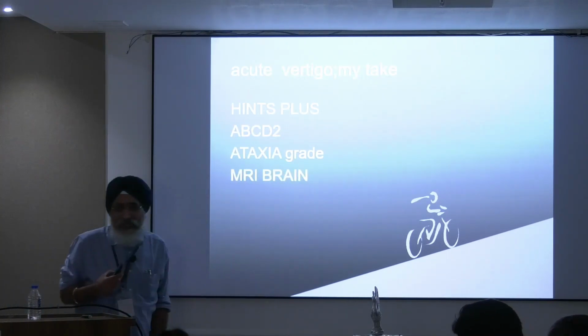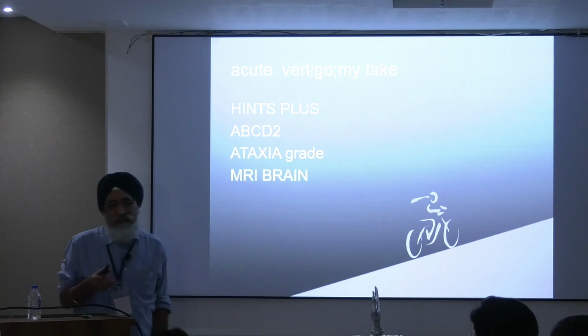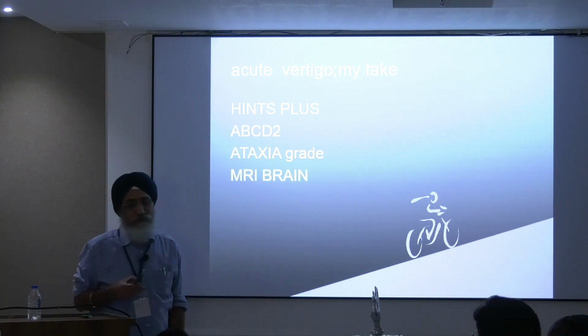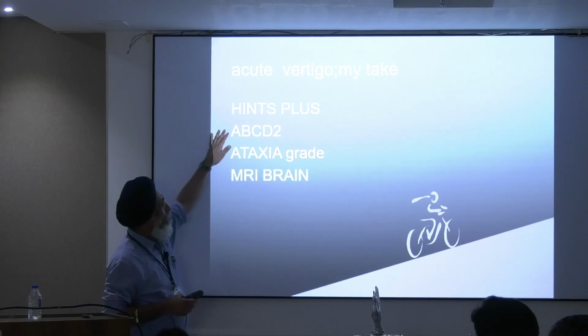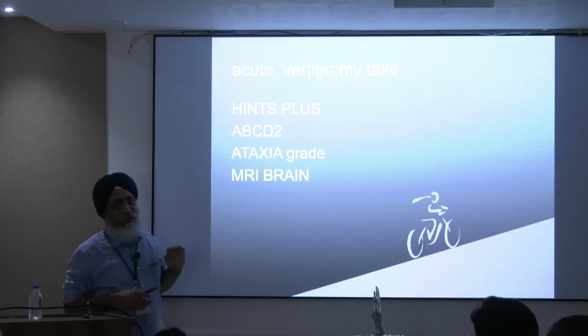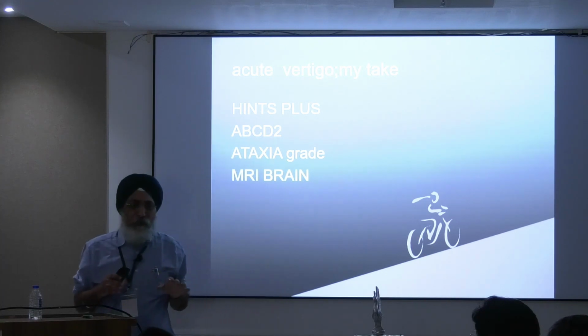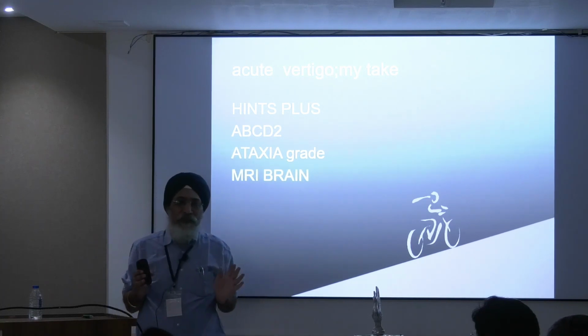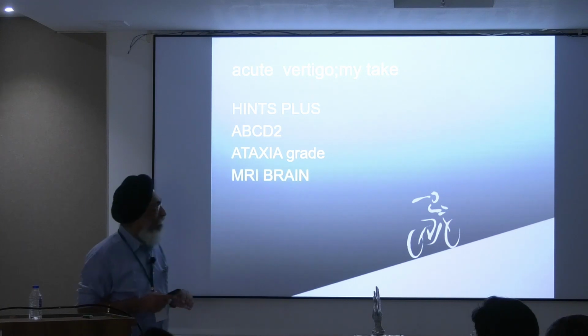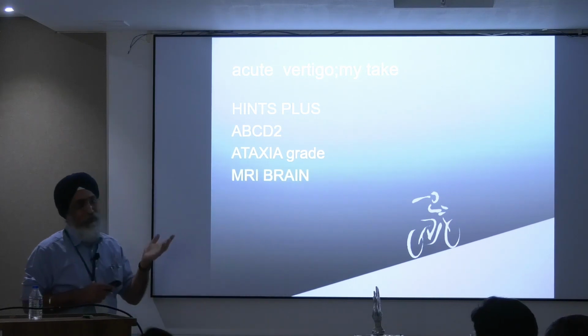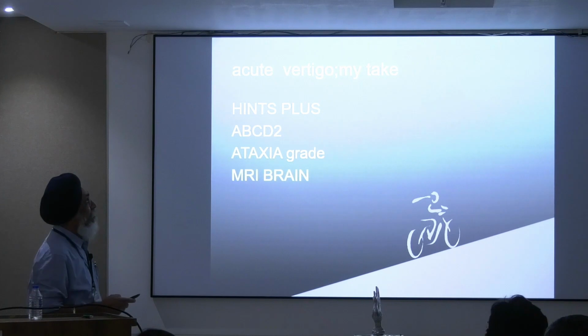So my take, whenever a patient comes with an acute vestibular syndrome, is these three. I do the HINTS Plus, ataxia grade, and I get the MRI, which makes me 100% sure that I'm not missing a catastrophic posterior circulation stroke. This would be another take-home message for all physicians.